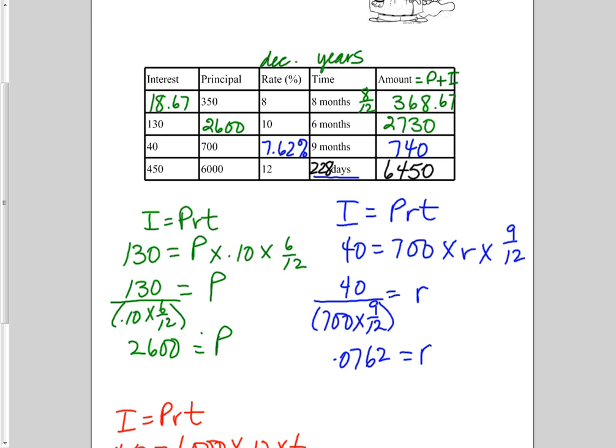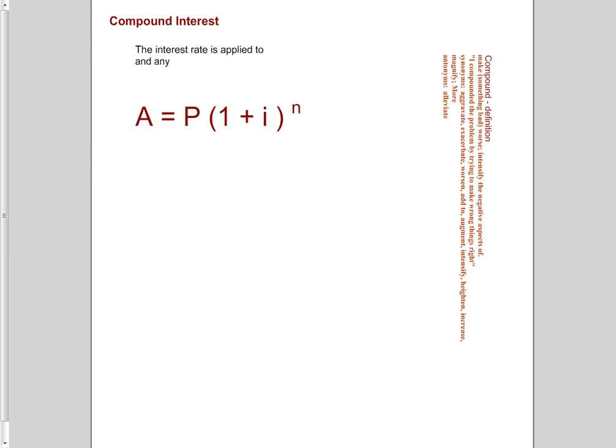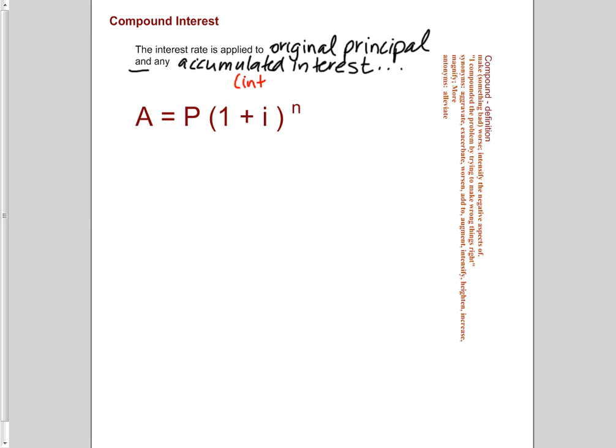We use the principle of simple interest to calculate compound interest. Compound interest is just a little bit different. The interest rate is applied to the original principal and any accumulated interest. So the difference is that with compound interest, you earn or pay interest on interest.